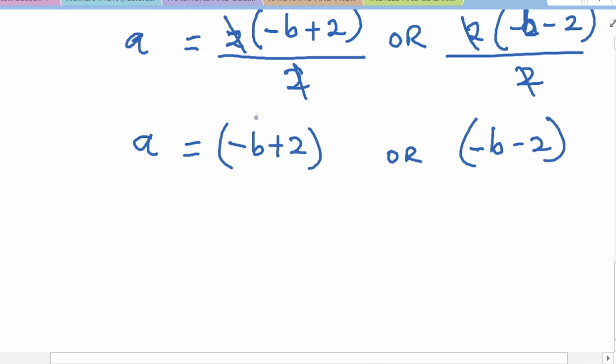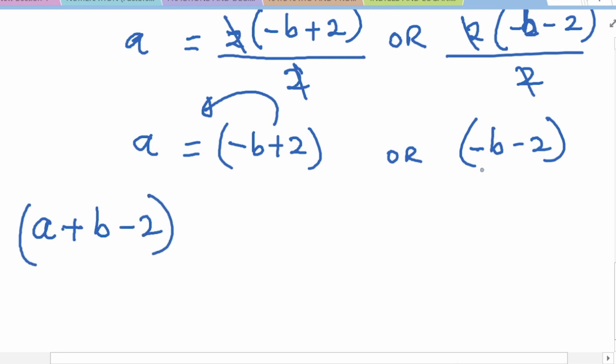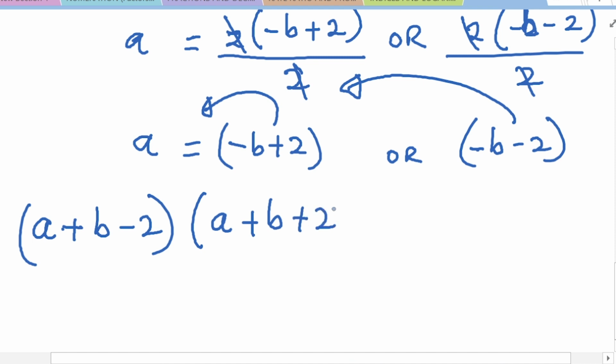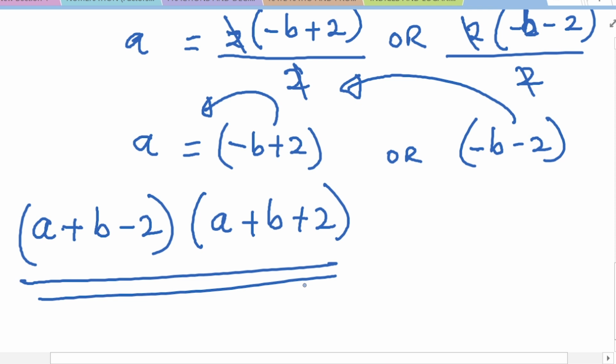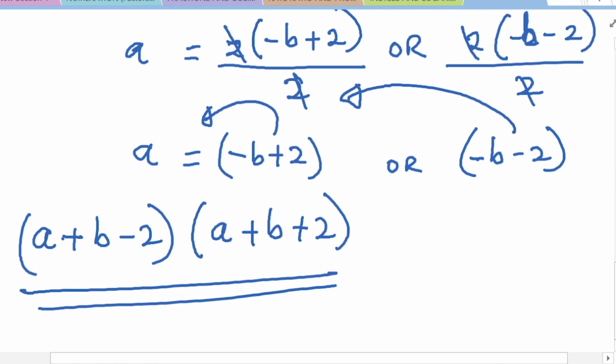That is a. Of course, if you transfer this to the other side, this is a plus b minus 2. And then if you transfer this to the other side, also it becomes a plus b plus 2. And you realize that there we have factorized the expression. So that's how we factorize that expression fully. Alright, so I have factorized it. That's the other way of doing it.